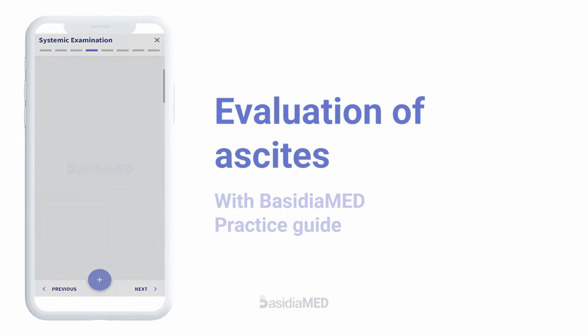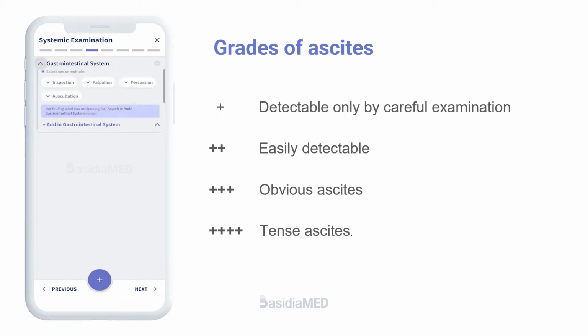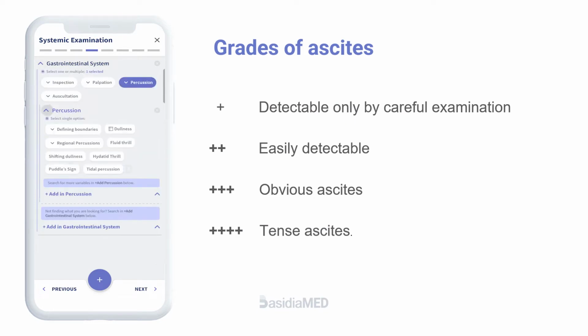Evaluation of ascitic fluid. Grading of ascites. Grade 1 is detectable only by careful examination. Grade 2 is easily detectable, but of relatively small volume. Grade 3 is obvious ascites but not tense. Grade 4 is tense ascites.